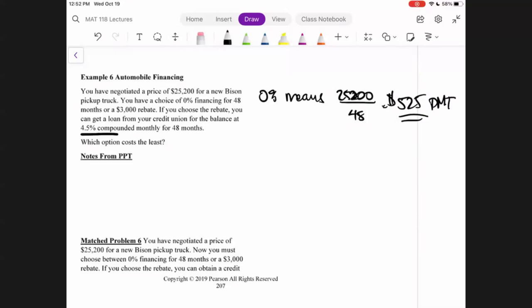So that means your present value with the rebate is $22,200. And then we're going to plug that in. Compounded monthly means that your I would be, right? Because it says compounded monthly. It doesn't say per month. Your N is 48 months.